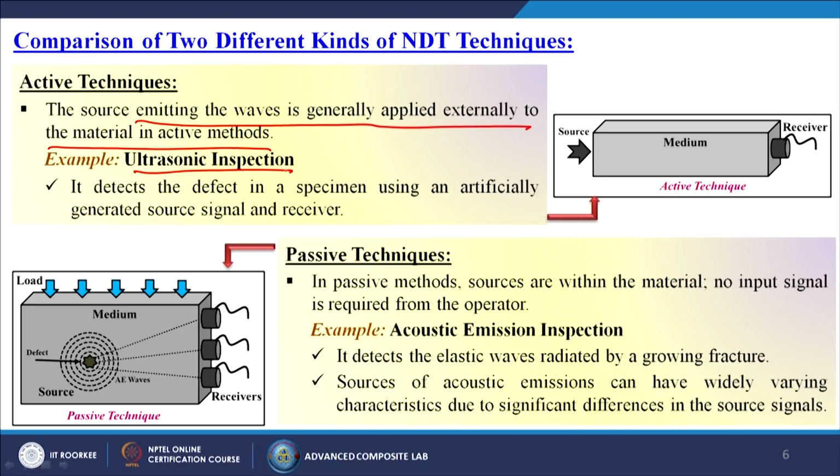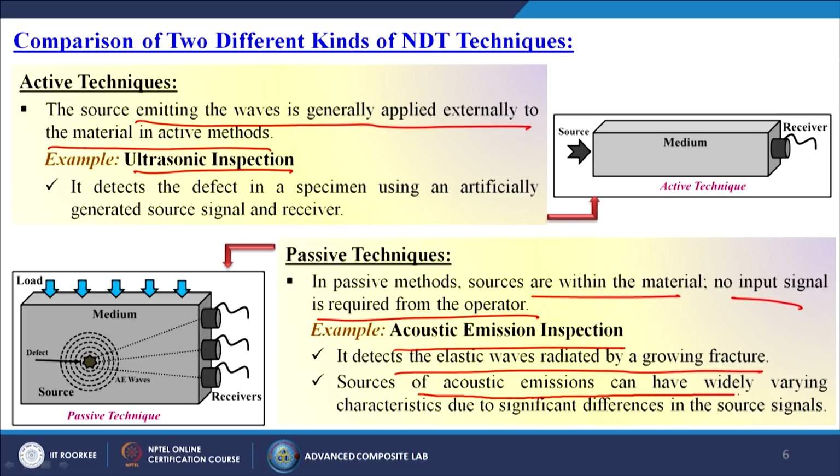Next one is called the passive techniques. In passive methods, sources are within the material, and no input signal is required from the operator itself. Example, acoustic emission inspection. It detects the elastic waves radiated by a growing fracture. Sources of acoustic emissions can have widely varying characteristics due to significant differences in the source signals.